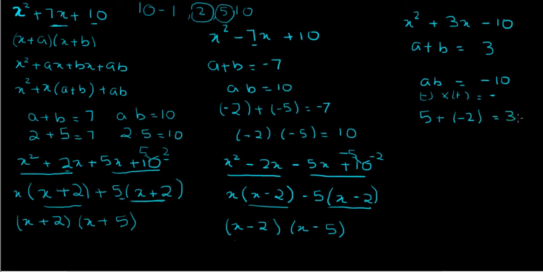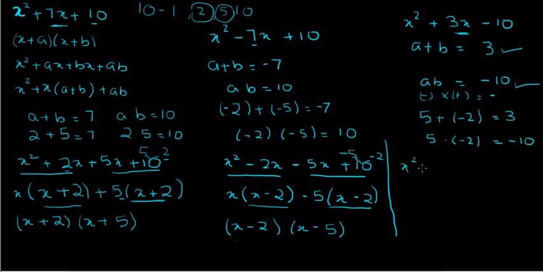Okay, that gives us 3. So the first criteria is satisfied. Let's look for the next criteria. 5 times minus 2 gives me minus 10. So my second criteria is also satisfied. So now we write, okay, let's just put this line over here. Now we write our given polynomial, that is x squared plus 3x minus 10 as x squared plus ax plus bx plus ab. We are going to split 3x as sum of ax and bx.